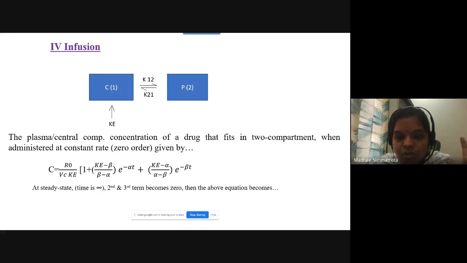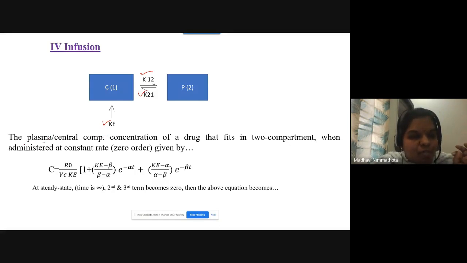In your syllabus of the 4th unit, you have the two compartmental open model, then IV bolus administration, then IV infusion and extravascular. Till now, we finished only the two compartmental open model and IV bolus administration. The next one is IV infusion. Here also there is involvement of central to peripheral compartment, the drug will be transported. Here you can get two different concentrations. Then here you have the elimination rate constant.